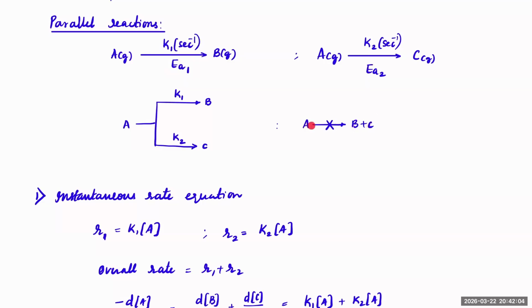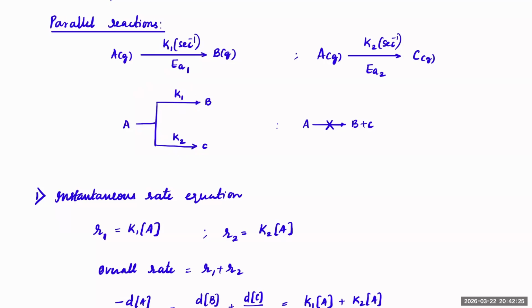When you write it this way, then you assume that the rate at which the B is forming and the rate at which the C is forming is same. But that is not the case here. Hence, you have to write it as two separate reactions. A is giving B with a rate constant K1. A is giving C with respect to a rate constant K2.